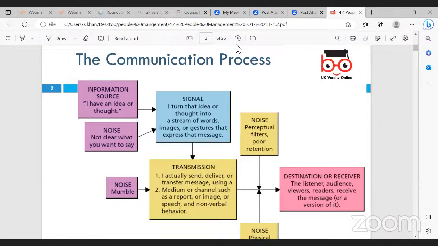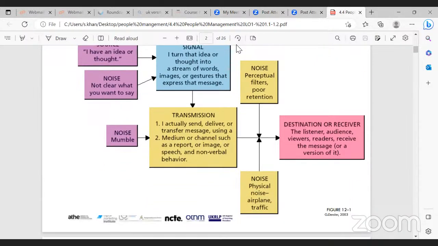So actually send, deliver or transfer messages using a medium or channel such as a report or image or speech and non-verbal behaviour. Then the noise is perceptual, filters, poor retention. Then the noise is physical noise, things like aeroplane, traffic, and then it's finally gone to the destination or the receiver, whereas the listener, audience, the viewers, the readers receive the message or a version of the message before they can carry on with it.